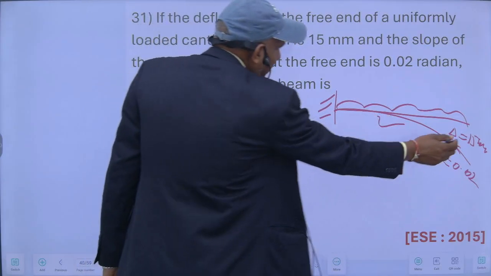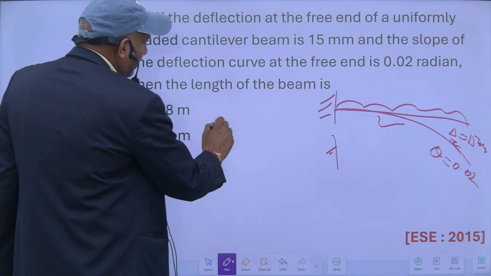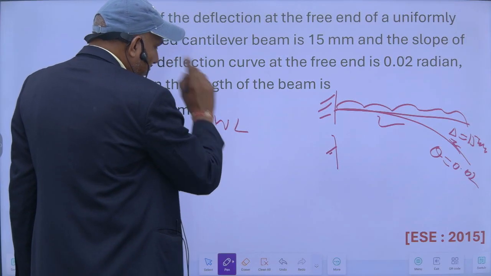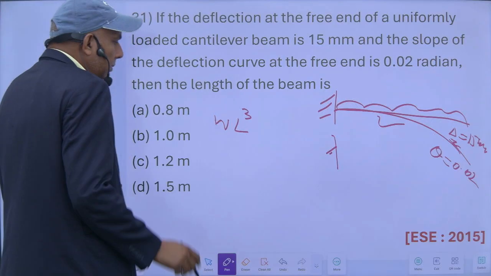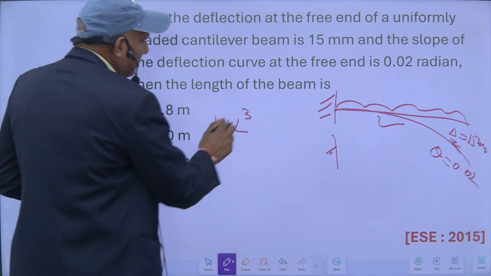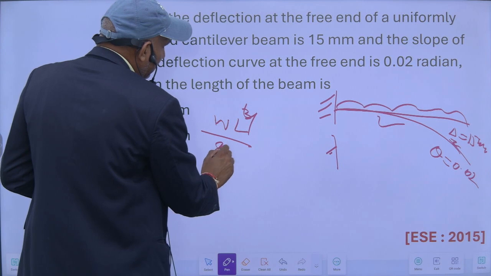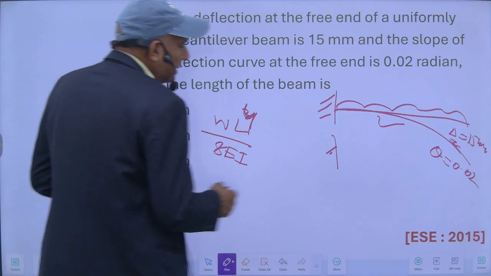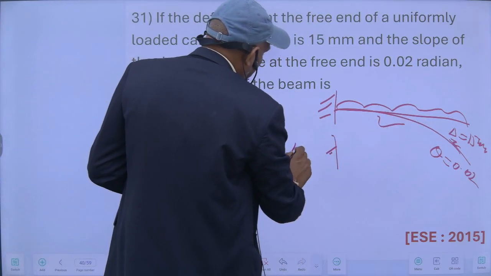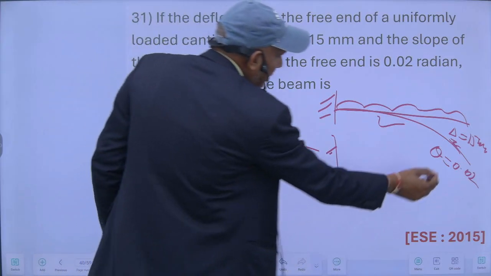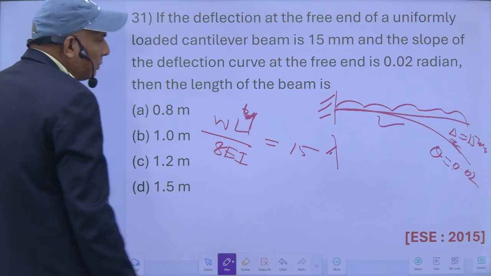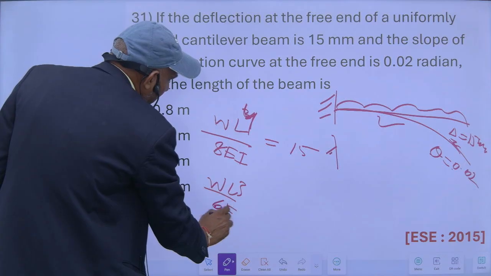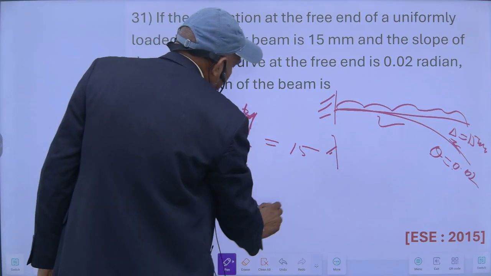What is the formula for deflection? In case of UDL, it will be WL4 upon 8EI. This is the formula for deflection, and this deflection is 15 mm. And this rotation theta is the slope. What is the formula for slope? It is WL cube upon 6EI in case of cantilever. This is equal to 0.02.